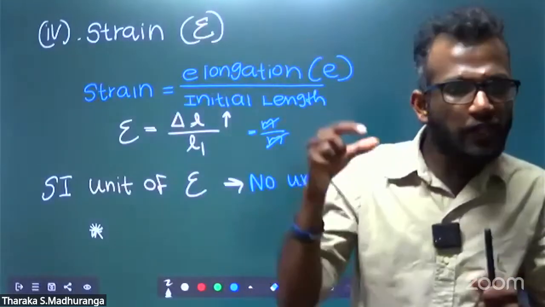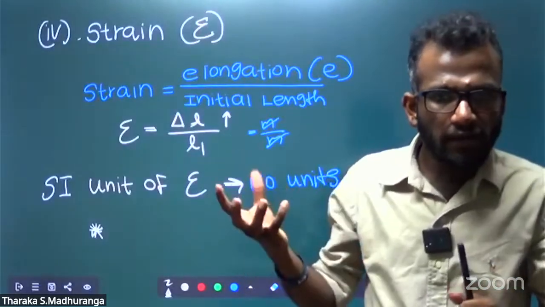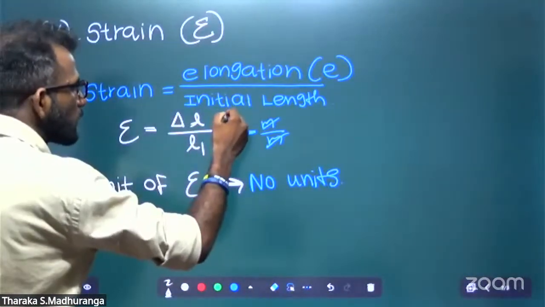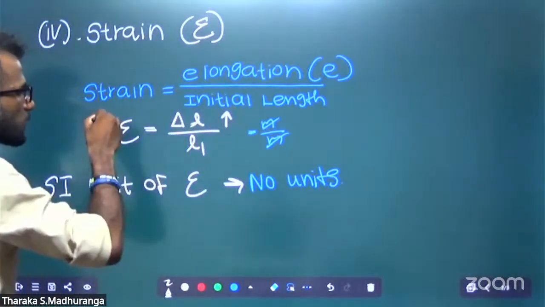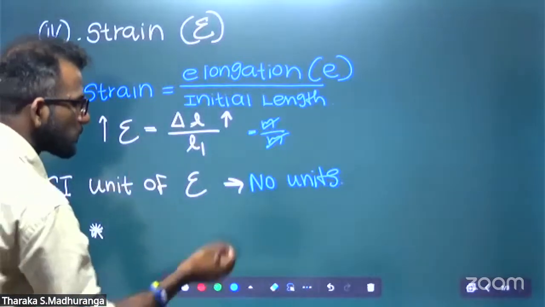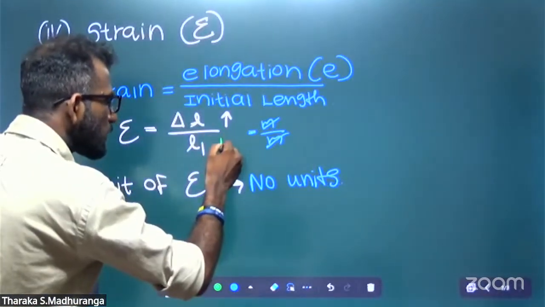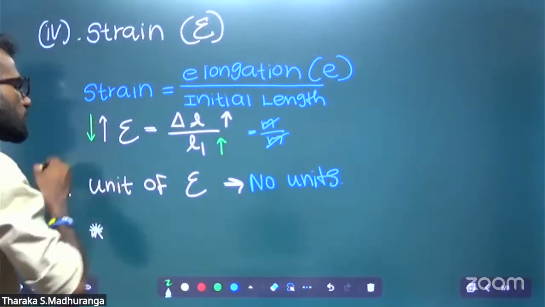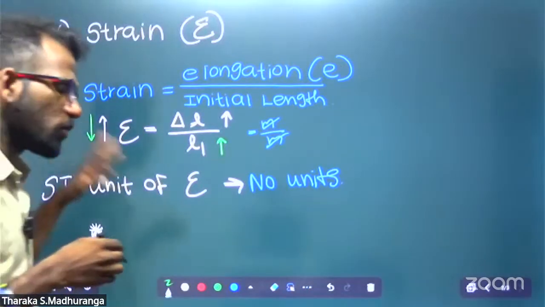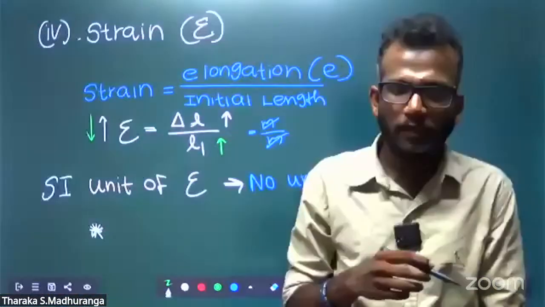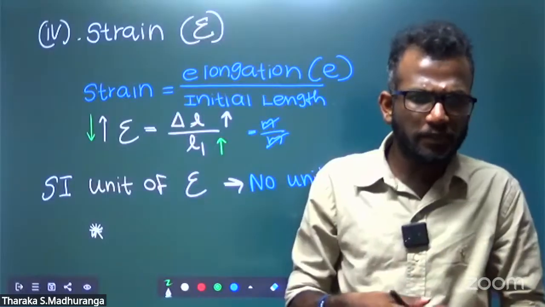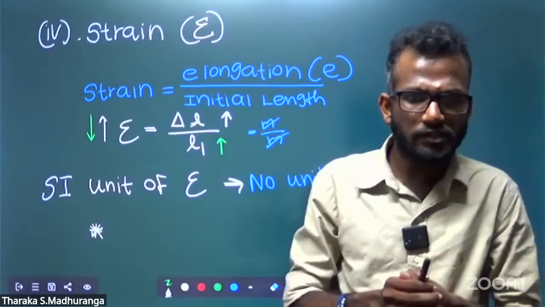The strain is increasing. When the elongation increases, the strain is increasing. When L1 increases, the strain is decreasing. Okay, you already know that these are called directly proportional and inversely proportional, as is common in physics and other equations.